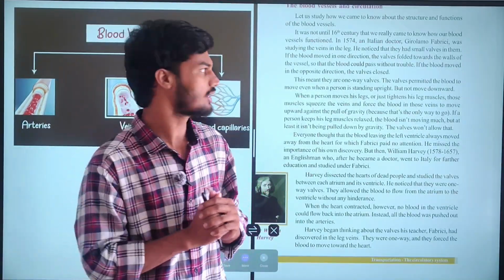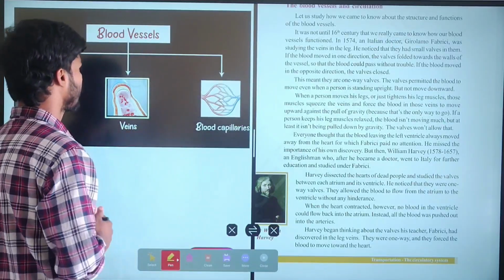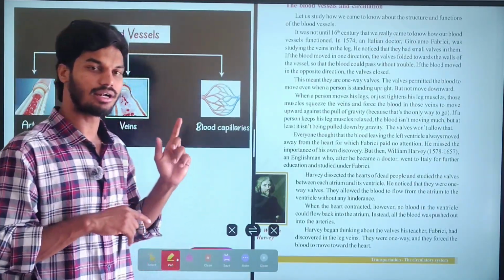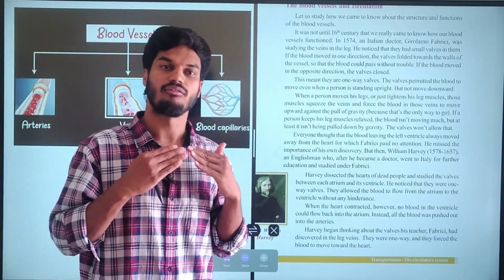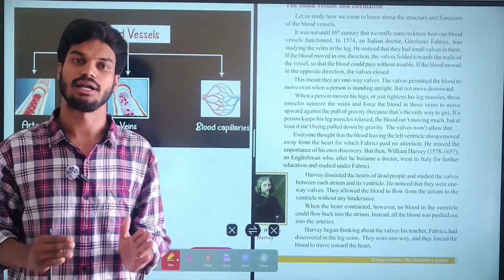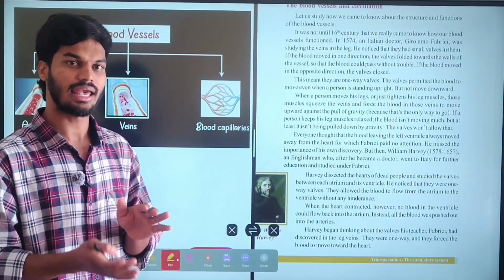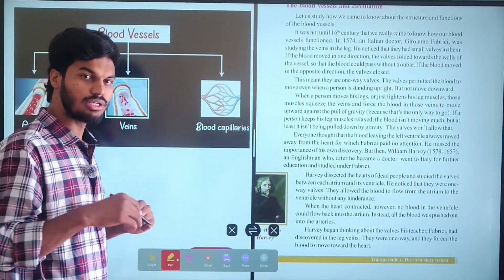Blood vessels and circulation. Blood vessels are classified into two categories, that is arteries and veins. Arteries will carry the oxygenated blood from the heart to the entire body parts, whereas veins will carry deoxygenated blood from the body parts to the heart.